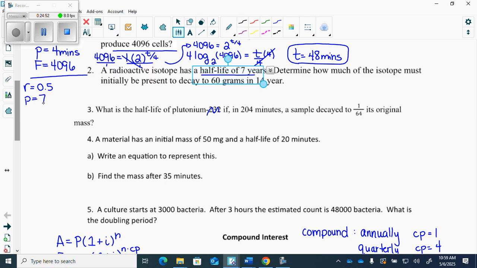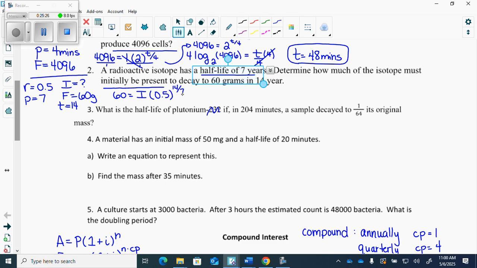Determine how much of the isotope must be initially present. So they're asking me for I. In order for it to decay to 60 grams, final is 60 grams, in 14 years. So then my T is 14 years. Okay, so you're going to have 60 equals I bracket 0.5 to the T over P, 14 over 7.